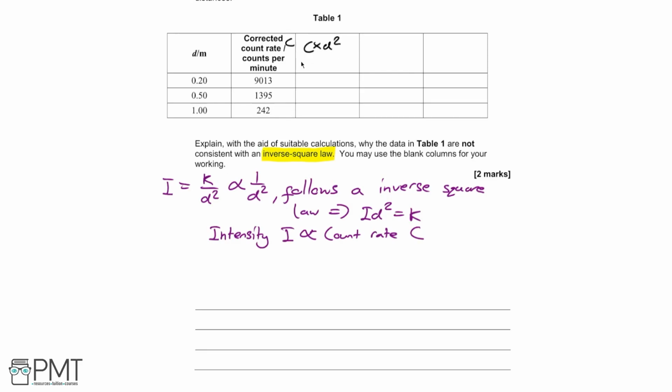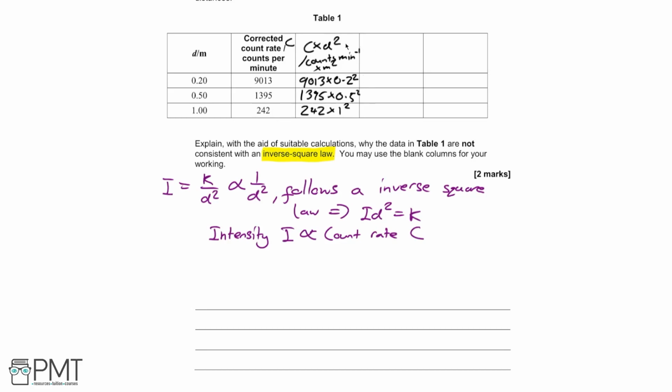d squared, and that's in units of counts per minute times meters, all squared. So doing that, we find that this is equal to 9013 times 0.2 squared for the first one, 1395 multiplied by 0.5 squared for the second one, and 242 times 1 squared for the third one.